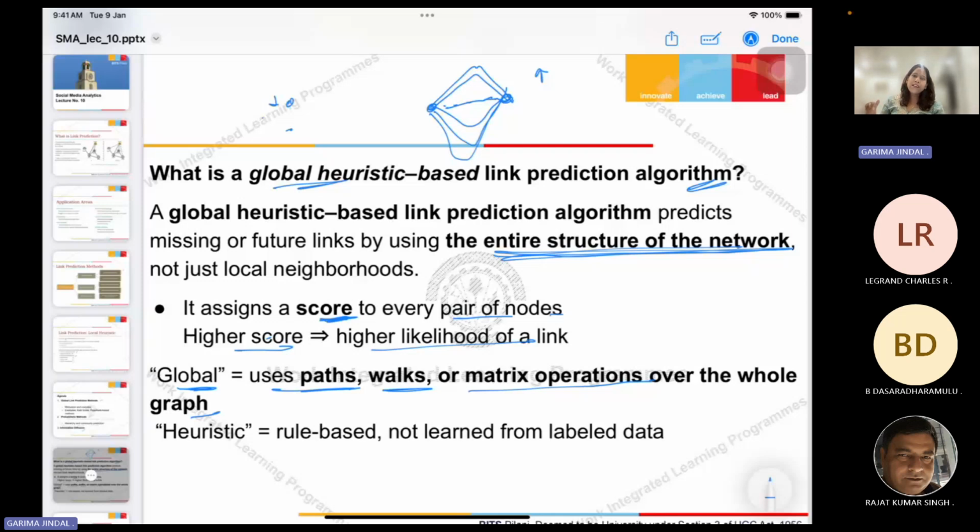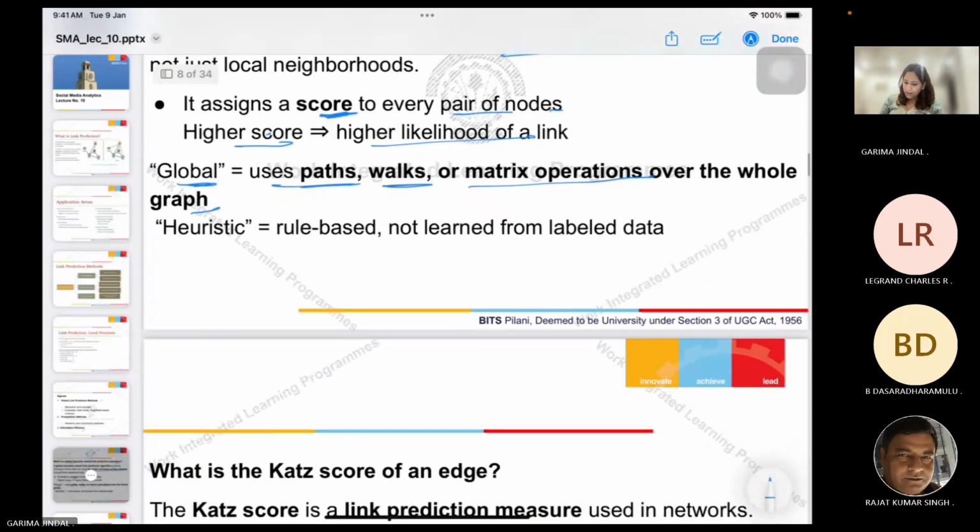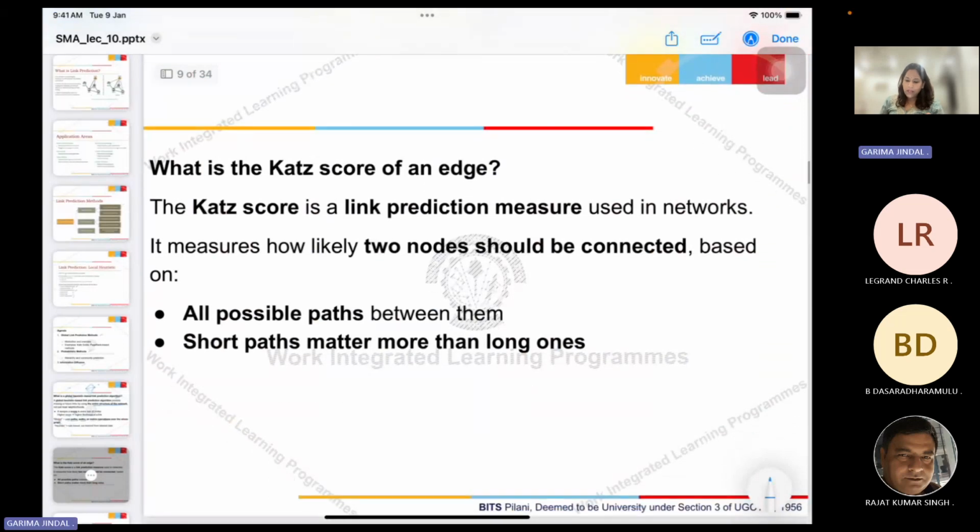So when you see the algorithms in global methods, you will see that we are mostly considering the paths in the network. In the next few slides, you will see how we use these paths and matrix operations in order to calculate the global measures. Now the first algorithm that we are going to see here is the Katz score.